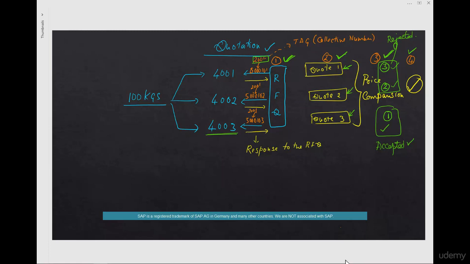Step number 3 is we did a price comparison. We did a price comparison between the different quotations that we received, and SAP helped us finalize which vendor offered the lowest price. And all the higher prices were rejected. We sent them rejection letters, and the successful bidder was accepted and we sent him an acceptance letter. So we have successfully completed the quotation process. Now what do we do?